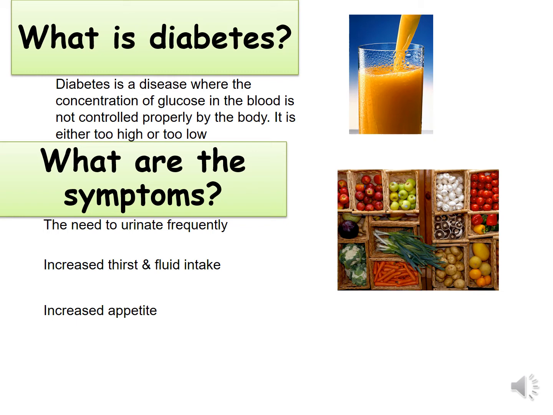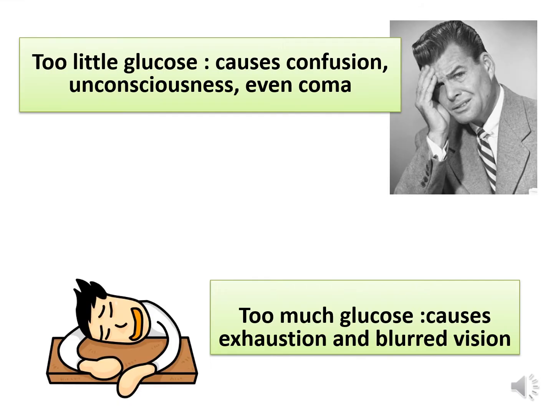So what are the symptoms? The symptoms for diabetes vary. Some of these may include the need to urinate frequently, increased thirst and fluid intake, and an increased appetite. Confusion, unconsciousness, and even coma. Too much glucose, however, can cause exhaustion and blurred vision.